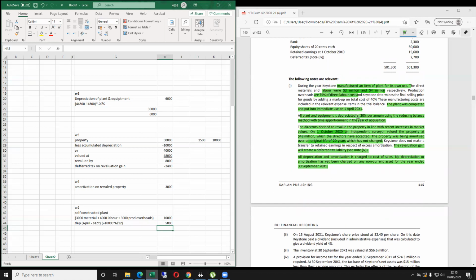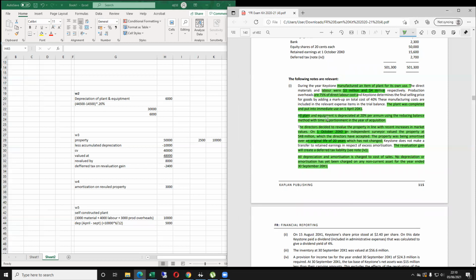All plant and equipment is depreciated over the portion. See this line. You can assume this also applies in our plant because we are making it in-house, right? The examiner told us already all plant and equipment is depreciated at 20% reducing balance method with the time apportioned in the year. So you give us a hint. This is because we did the time apportion, right?